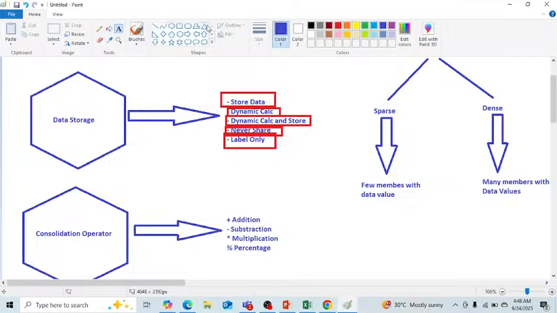After that we have the addition operator, the most common operator, where the member value is added to its parent member. Then we have subtraction. The member's value is subtracted from the parent, perfect for expenses.